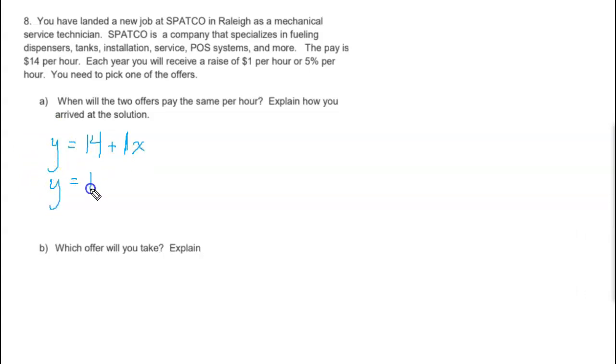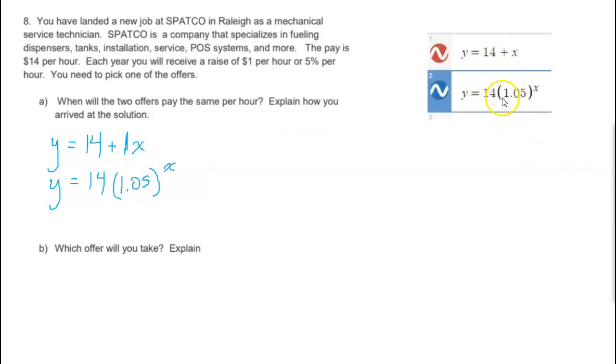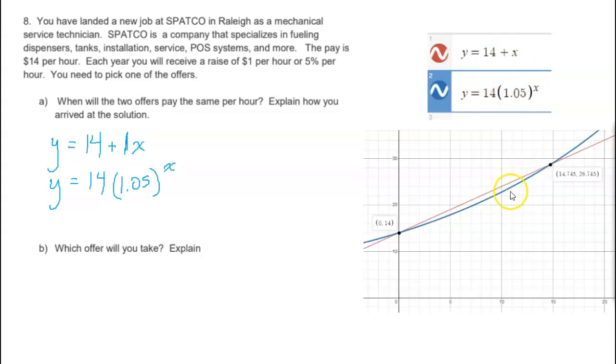The second situation, I start with $14, but it's going up 5% each year. So this year, each year it goes up $1. Here, each year it goes up 5%. So I want to know where and if these two things are equal. So I'm going to take my two equations and type those into Desmos, and look and see if they intersect.